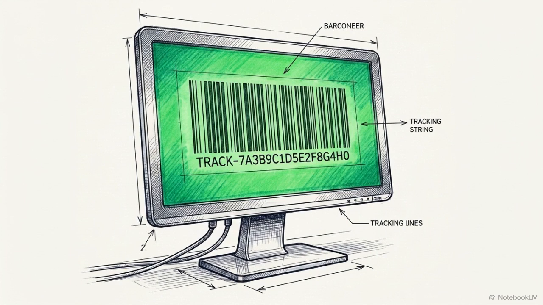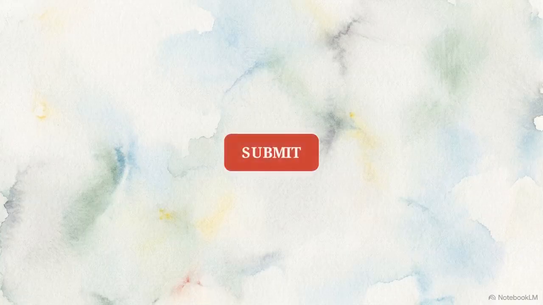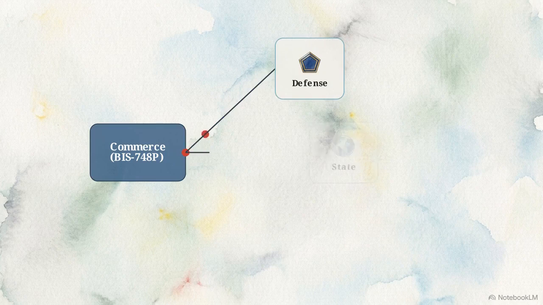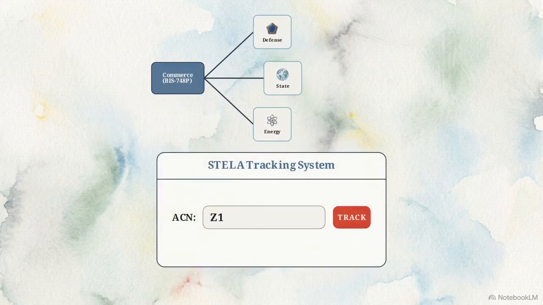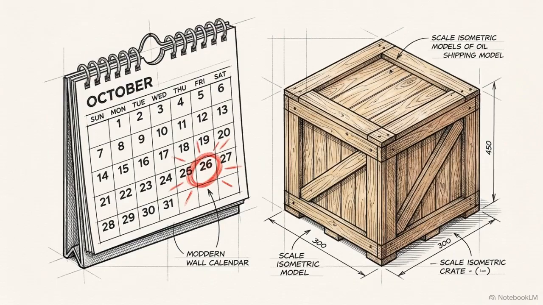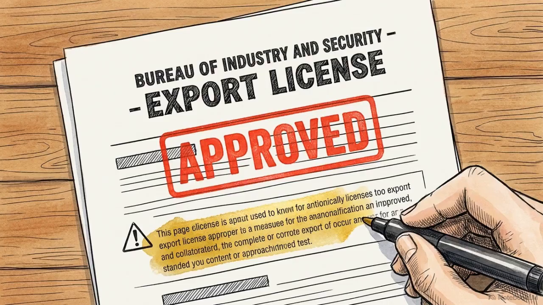The system instantly generates an Application Control Number, or ACN. Clicking Submit initiates a rigorous interagency review. The application routes from Commerce to Defense, State, and occasionally Energy, allowing them to independently evaluate your technical parameters. You monitor your position in this routing sequence by entering your ACN into the Stella tracking system. Tracking your application through the specific interagency flow allows you to accurately forecast your shipping timeline.